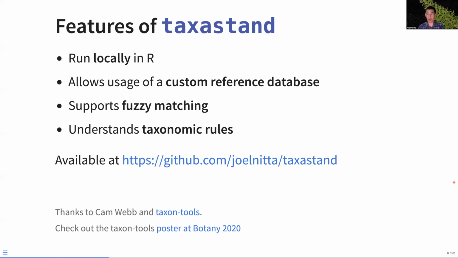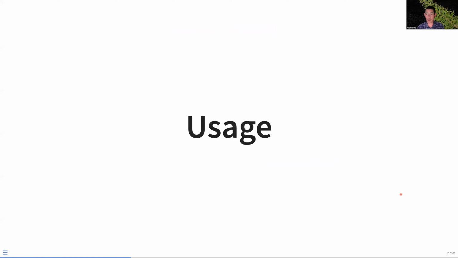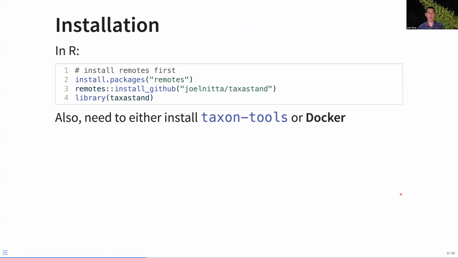And it's available from my GitHub account at joelnitta/taxastand. And here I'd like to give a shout out to Cam Webb, who wrote a program called Taxon Tools that is actually used by taxastand. And that's the part that handles the taxonomic rules. And if you want to find out more about Taxon Tools, you can check out his poster at this link here. So with that, I'd like to dive right into some example usage of taxastand.